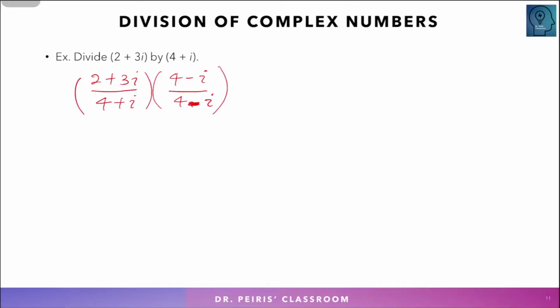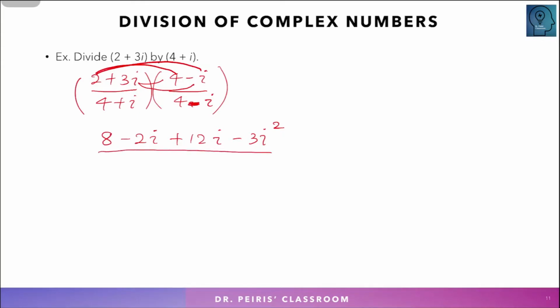So how do you simplify the numerator? In the numerator we have a complex number multiplied by another complex number, and we have learned how to do that multiplication. You're first going to multiply by 2. So 2 times 4 is 8, and then 2 times negative i is negative 2i. So you do one at a time, and then we do 3i times 4, which is 12i, and then 3i times negative i is minus 3i squared. So that is the numerator.